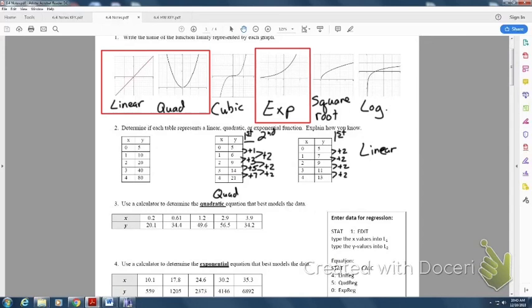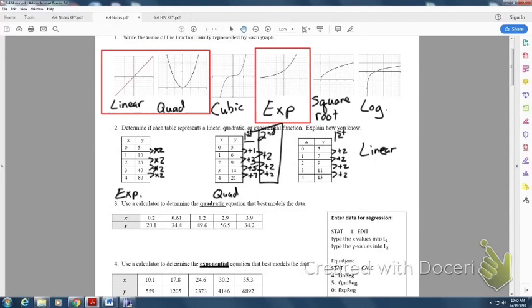So if you're looking at a table, if your second difference is the same, it's going to be quadratic. And then for exponential, you're not thinking difference, you're thinking multiplication. Every y value is multiplied by 2 to get the next y value.